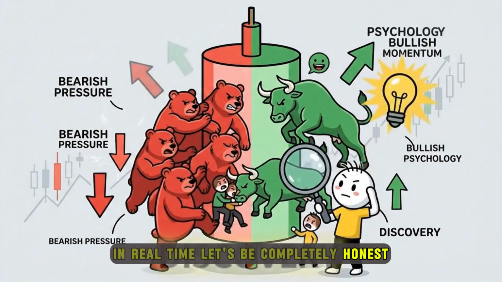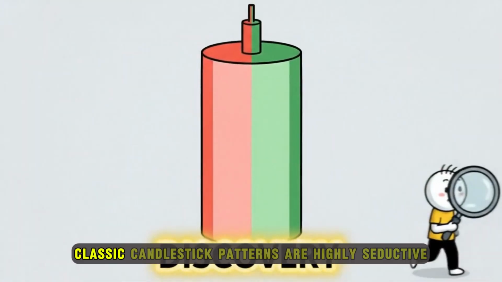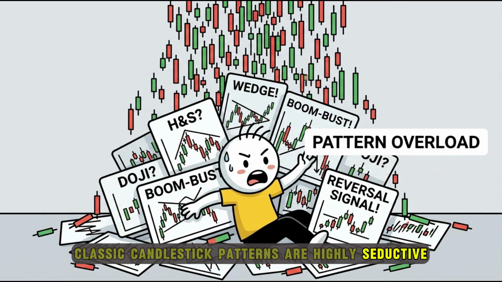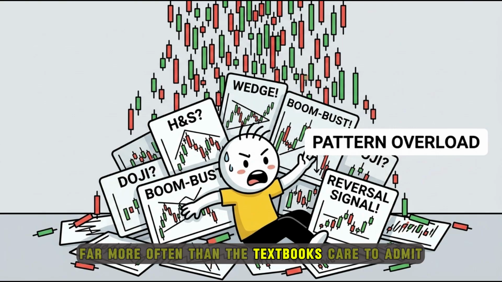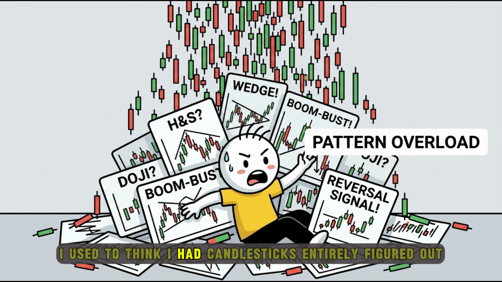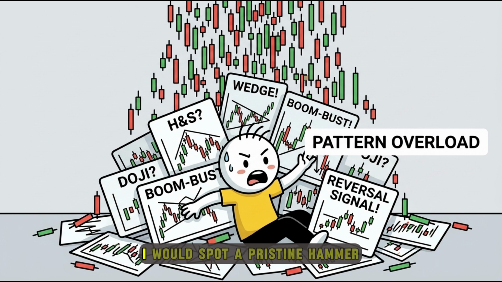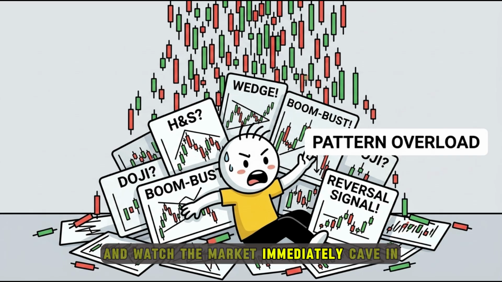Let's be completely honest about traditional chart reading. Classic candlestick patterns are highly seductive, but they fail far more often than the textbooks care to admit. I used to think I had candlesticks entirely figured out. I would spot a pristine hammer perfectly tapping a major support level, execute my buy order, and watch the market immediately cave in. I'd see a massive textbook green breakout candle, jump in and get trapped in a brutal reversal. I fell into that cycle over and over again until I was completely broke and frustrated.